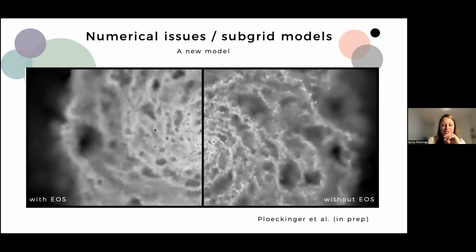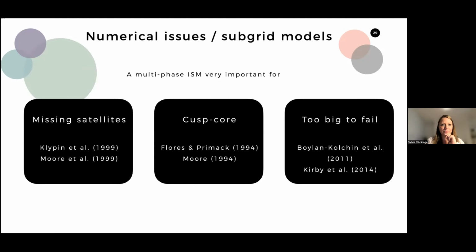So here on the left, this would be with exactly the same mass resolution. You would have a galaxy with this equation of state, and on the right you have it without, and you can see that then there is much higher density contrasts here on the right. So you gain resolution without adding more particles. And this multi-phase ISM, or modeling the cold gas phase, is very important for all these aspects.